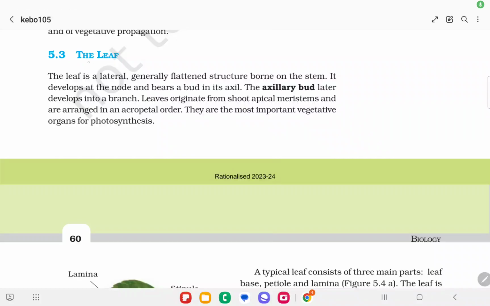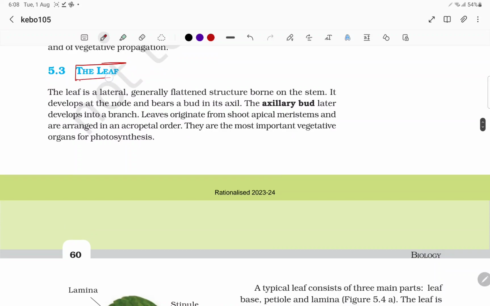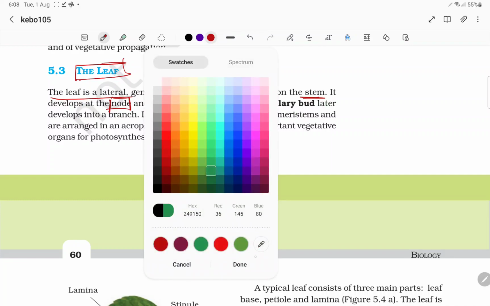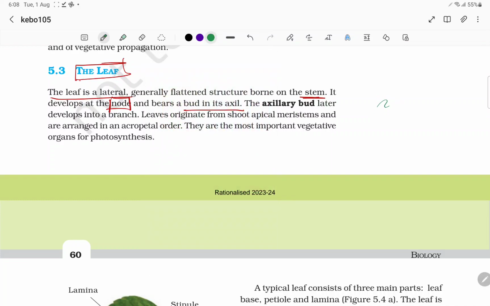The leaf. The leaf is a lateral, flattened structure which is born on the stem. It develops at the node and bears the bud in its axil. So usually how will the leaf be there, right? Let's see with the green color, because the leaf is the green colored part, right?